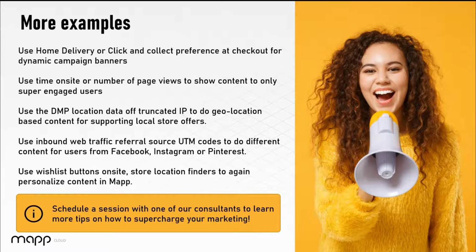You could also use the inbound web traffic referral source, so you can know if a user has come onto your website from Facebook or Instagram or Pinterest. You can maybe switch out your content based upon those different referral sources. Also, you've got options around wishlist buttons and store location finders. Anything that's available on your website, we are able to personalize content in Map.